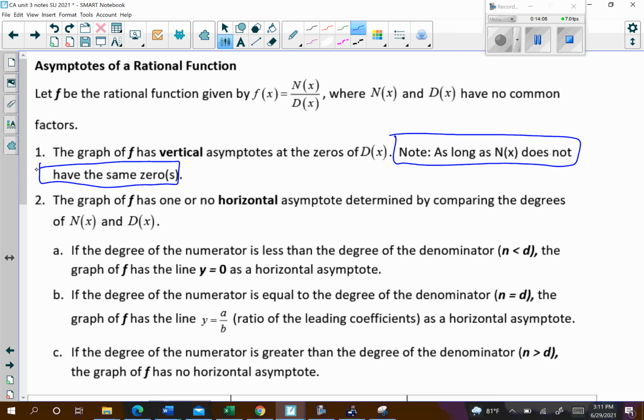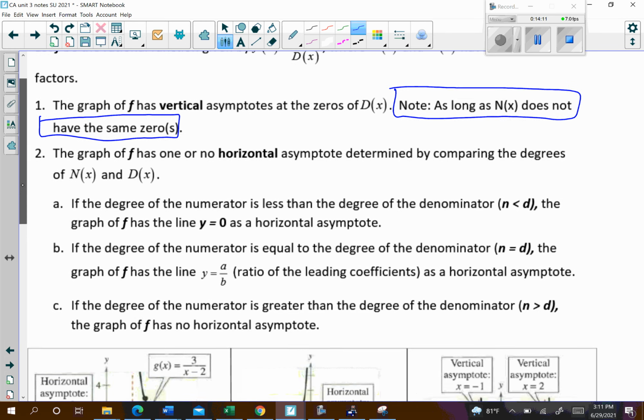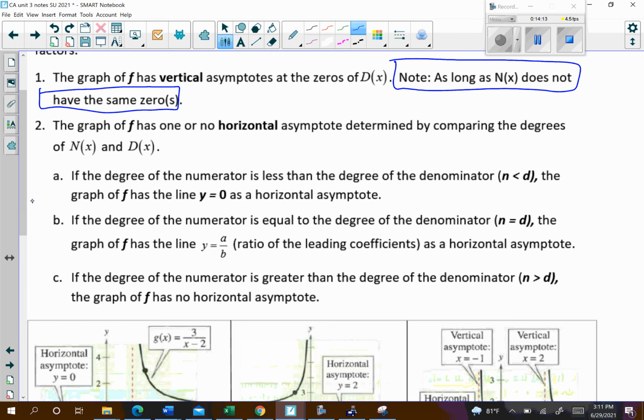Horizontal asymptotes are a little different, and there are actually 3 different things that can happen. We're really only going to focus on 2 of them, but I'm going to mention all 3. The graph of f has 1 or no horizontal asymptotes, determined by comparing the degrees of your numerator and your denominator. If the degree of the numerator is less than the degree of the denominator, the graph of f has the line y equals 0 as a horizontal asymptote.